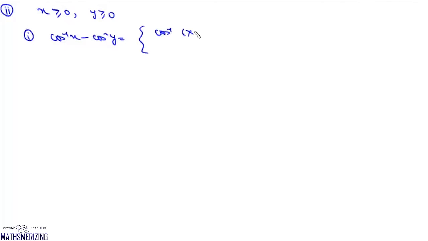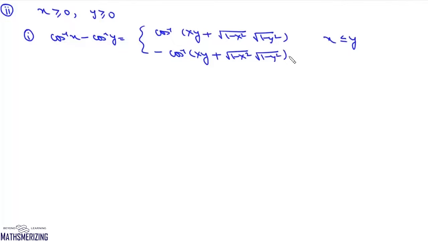Now we'll prove the second set of formulae, and that is for cos inverse. Again here we are taking x and y as positive numbers, and first we'll prove this formula, which is cos inverse x minus cos inverse y, and it'll be cos inverse of xy plus under root of 1 minus x square into 1 minus y square if x is less than or equal to y, and it'll be minus cos inverse of xy plus under root of 1 minus x square into under root of 1 minus y square when x is greater than y.